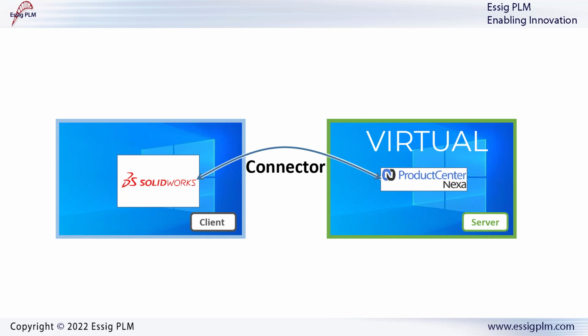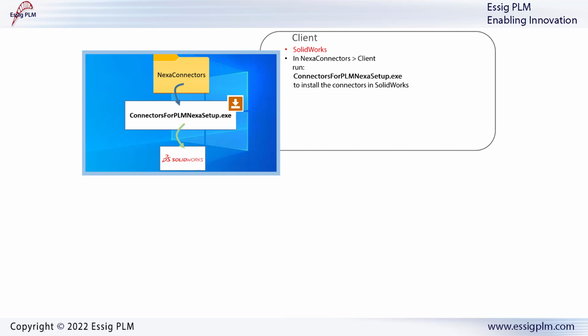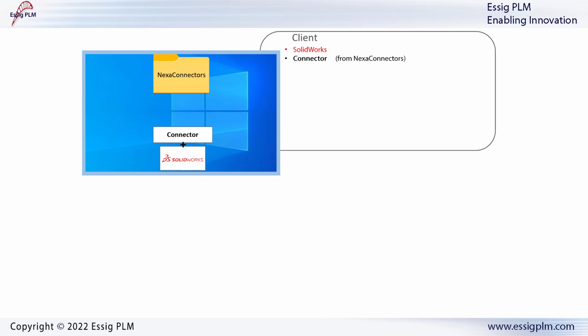At first, we will give you a general overview, and later we will go into the details of the installation process. At the beginning, let's consider a computer with Windows 10 Pro, where we have a working copy of Solidworks. We call this computer the client. We download and unzip the Nexa connectors file on the client. We go to the client subfolder and we run as an administrator the connectors for PLM Nexa setup.exe program. At the end of this procedure, the connectors are installed and Solidworks is ready to communicate with Nexa.